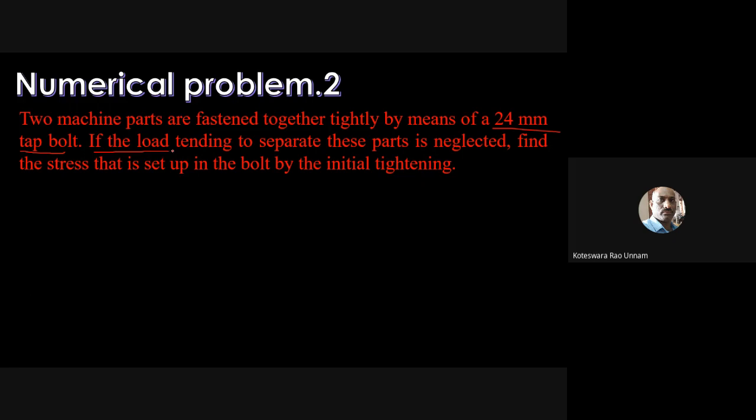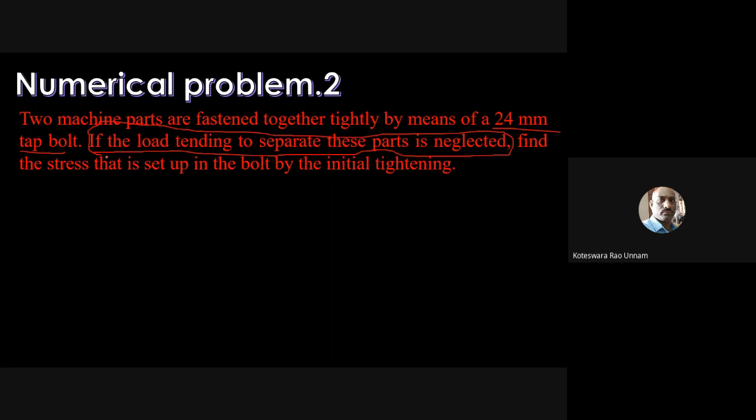Then he has given that the load tending to separate these parts is neglected, that means all other stresses are neglected. You only need to consider the tensile stress. That is the meaning of this. That means there is no bending, no shearing, and no twisting. So find the stress that is set up in the bolt by initial tightening. Because of initial tightening, there is only a tensile stress. Then what should be the stress in the bolt? That is the question.